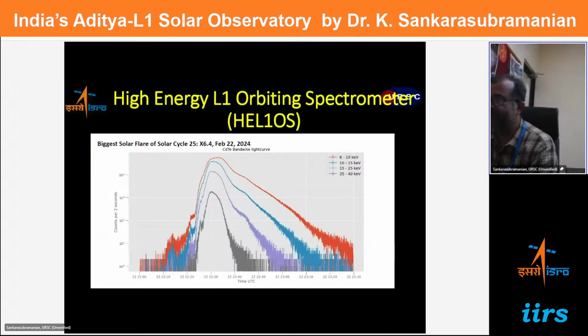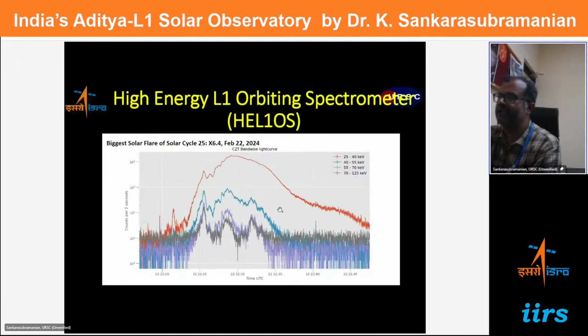Here is another flare observed by HEL1OS on February 22, 2024. Again, what you see here is the light curve for different energy bands, and as you go to higher and higher energy, you start to see very fine structures in the light curve, which basically tells you about the fine physics going on in this magnetically connected solar flare physics.